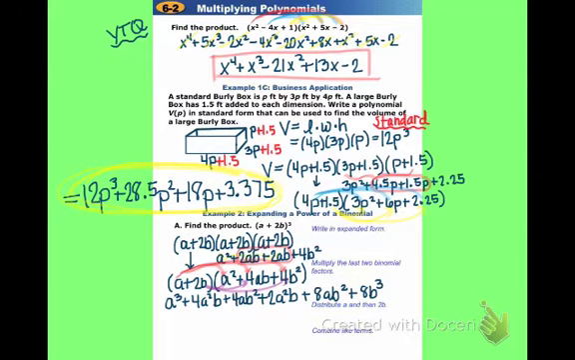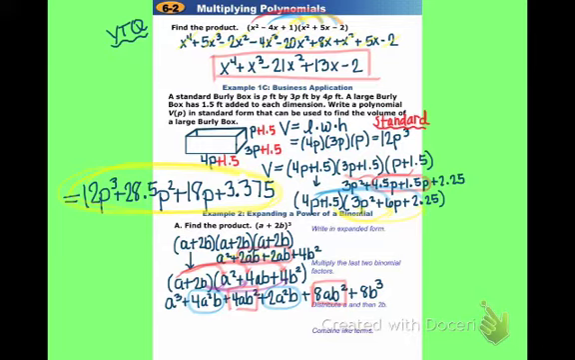Now the last thing I need to do is scan through this and see if there are any like terms. If I had an a squared b and an a b squared, those are not like terms. But if you look here, I have a 4a squared b and a 2a squared b. So those are like terms. I also have another set of like terms: 4ab squared and an 8ab squared. So those are like terms as well.